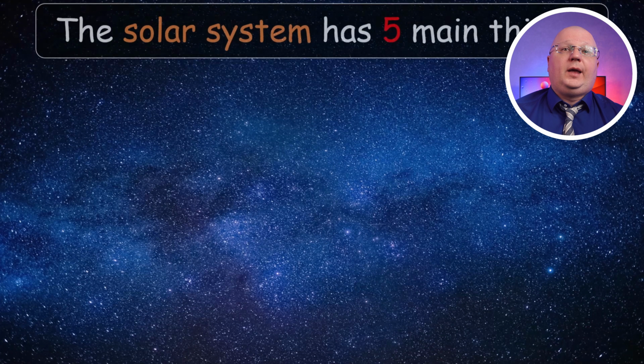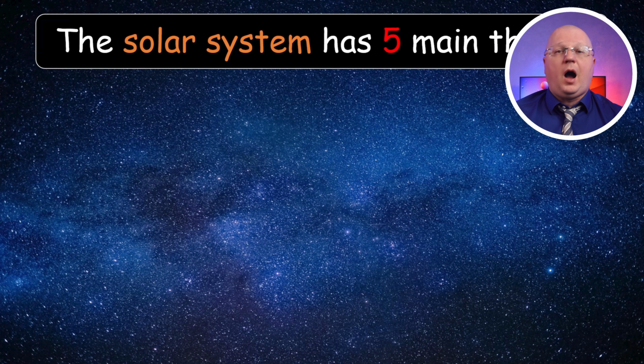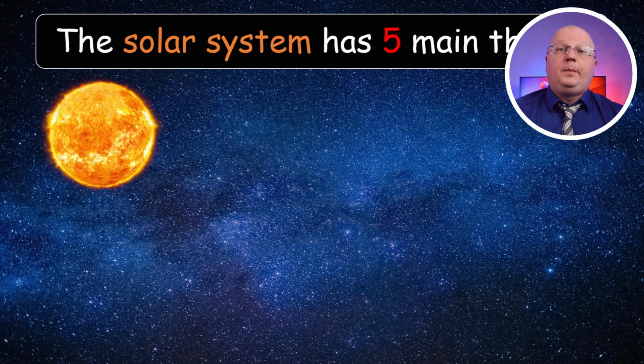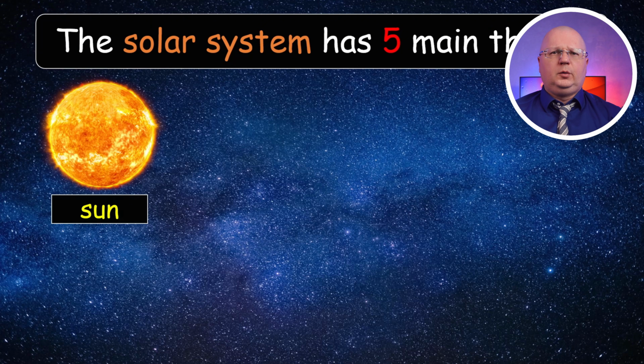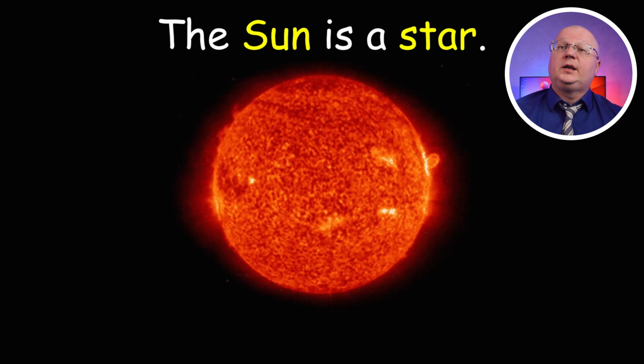Now tell them that the solar system has 5 main objects. Start with number 1, the sun. Show the picture of the sun and ask, what is it? Hopefully everyone will say, the sun! You can then ask, what is the sun? If they don't know, you can show the next slide that says, the sun is a star.